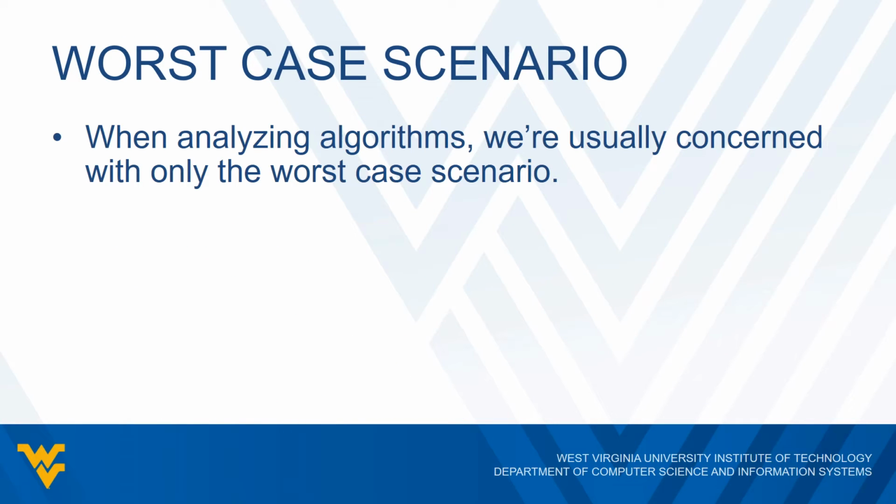Now, when we analyze algorithms, we're usually concerned with just the worst case scenario. Don't get me wrong, looking at best case and average case scenarios is fine, but when we're analyzing algorithms, we care just about the worst case scenario, because if we think about it, it makes sense. If we say an algorithm takes this much time and it's the average case, well, what happens if someone runs the algorithm and encounters the worst case scenario?